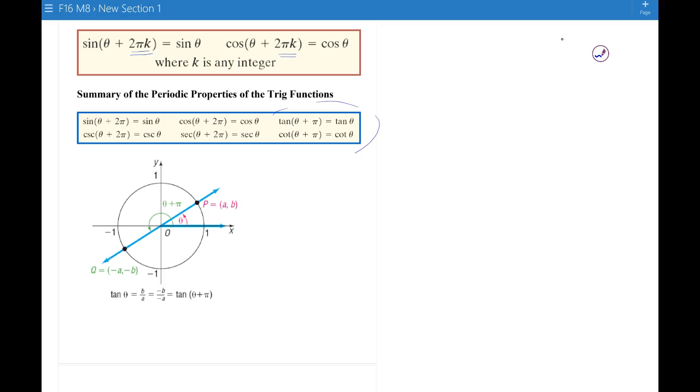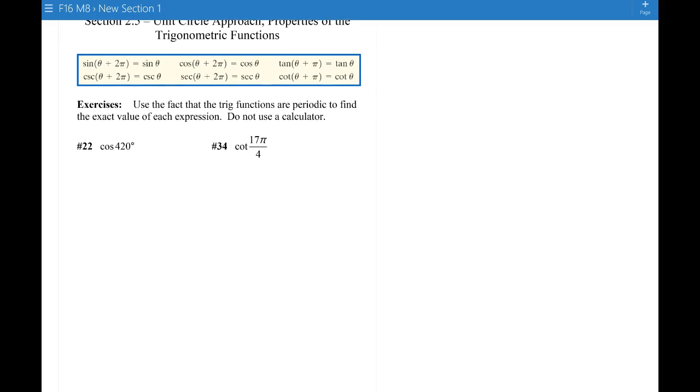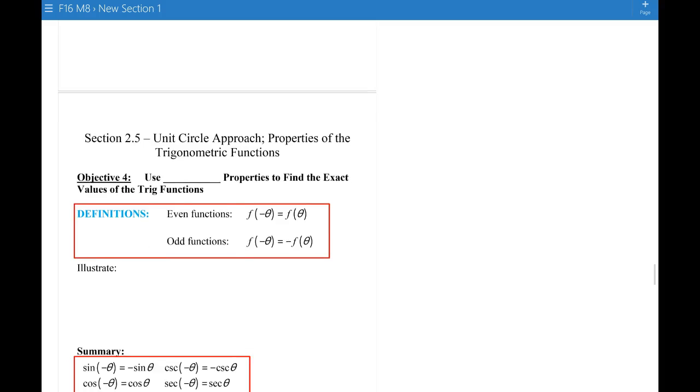But notice the tangent and cotangent have shorter periods. Their period is pi. Because if I think about the tangent as this ratio of b over a, well, negative b over negative a is going to give me the same ratio. So the tangent and cotangent repeat more frequently. Every time you go pi farther around the circle, you get to an angle that has the same tangent and cotangent. So we're going to use the fact that the trig functions are periodic to find the exact values of these numbers, and that's the end of that objective.